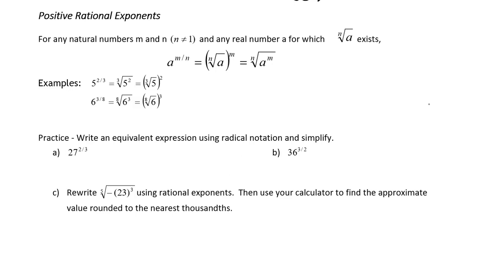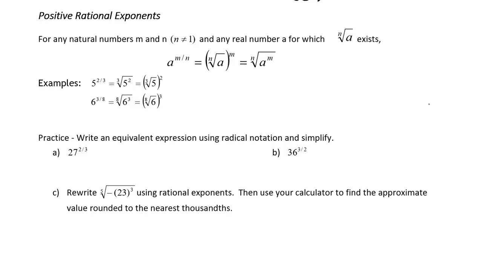Now let's look at positive rational exponents. For any natural numbers m and n, where n is not equal to 1, and any real number a for which the nth root of a exists, we have a raised to the m over n, which is the same as writing the nth root of a raised to the m, which is also equal to the nth root of a to the m inside the radicand, or the radical sign.